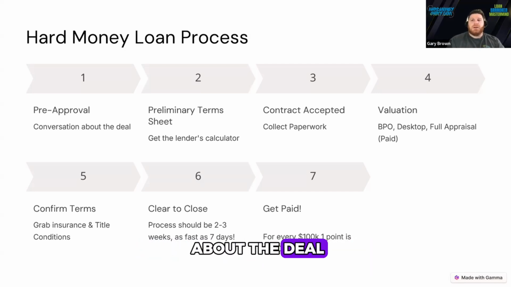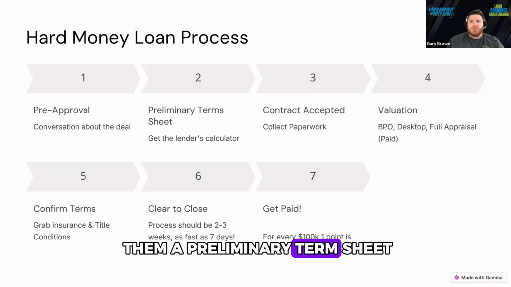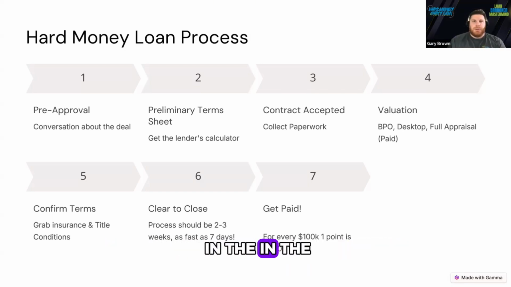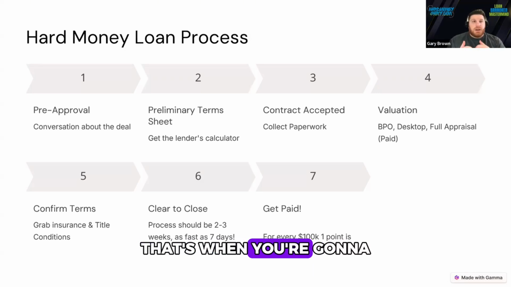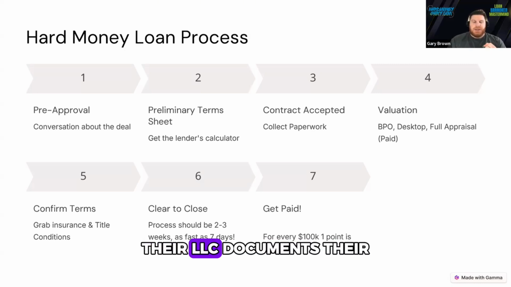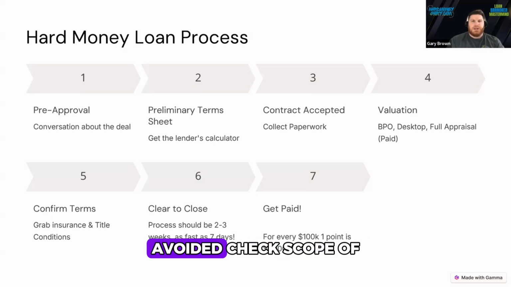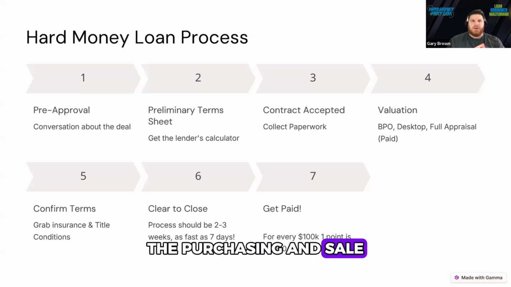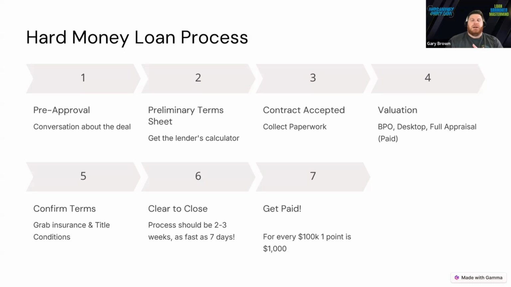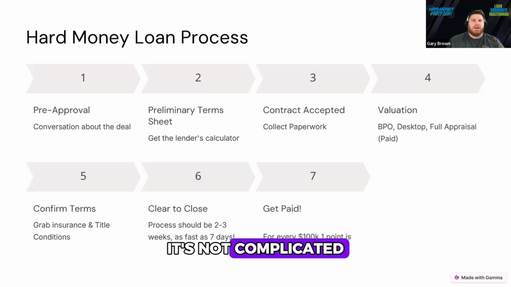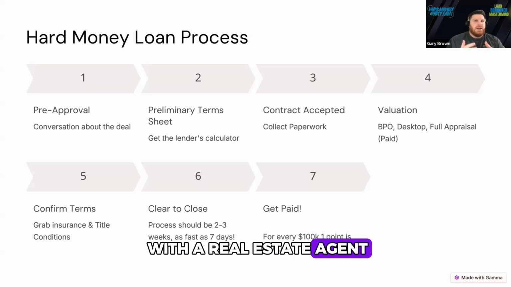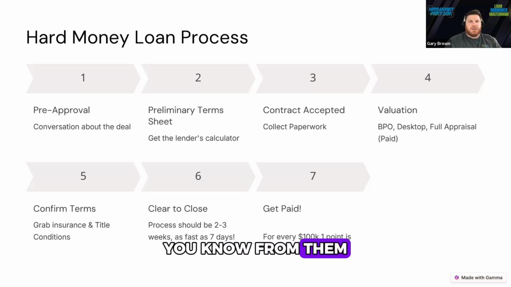Once you know more about the deal, you're going to issue them a preliminary term sheet through the lender's calculator. I'll show you how to do that in the boot camp if you guys want to take the next step. Once they get their contract accepted, that's when you're going to collect the rest of their paperwork: their LLC documents, their driver's license, a voided check, the scope of work of what they plan to do to the property, the purchase and sale agreement. Simple stuff. It's not a whole lot of paperwork. It's not complicated. And most of the time, they have that all electronic. And if they're working with a real estate agent, you can get half of that stuff from them as well.